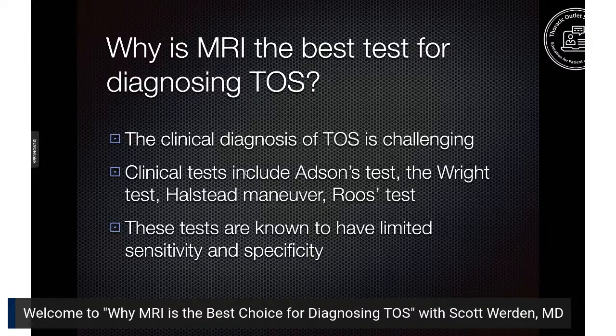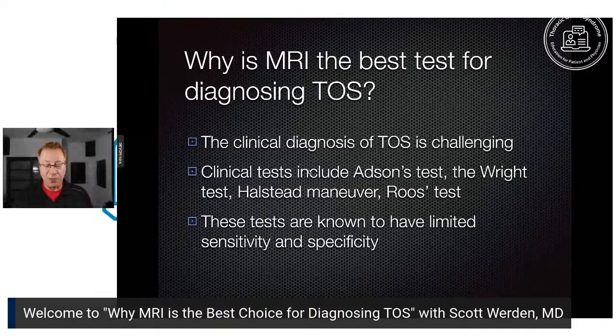Now, the clinical diagnosis of TOS, that's when your doctor examines you in his or her office, is quite challenging. You may have heard of clinical tests that include Adson's test, the Wright test, Halstead maneuver, Roos test, etc. All of these have been shown to be pretty so-so. They're not specific, they're not sensitive. There are many different patients that have many different of these tests that are positive. Maybe some of them aren't positive.